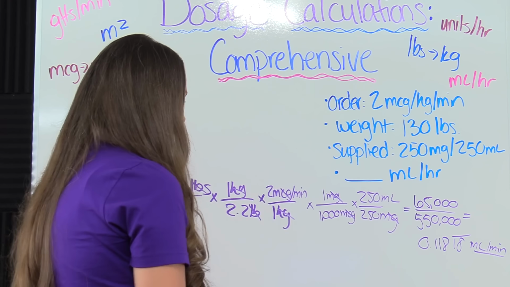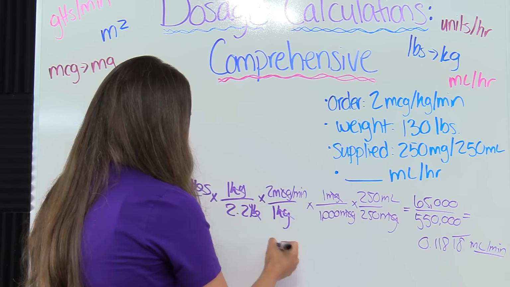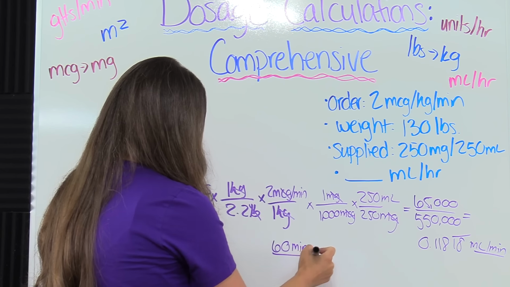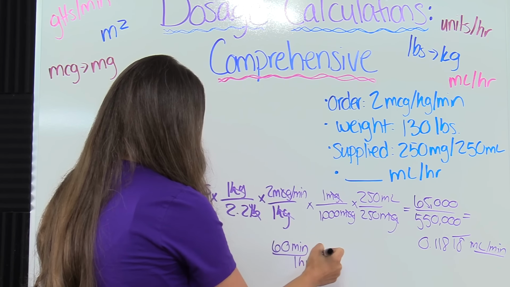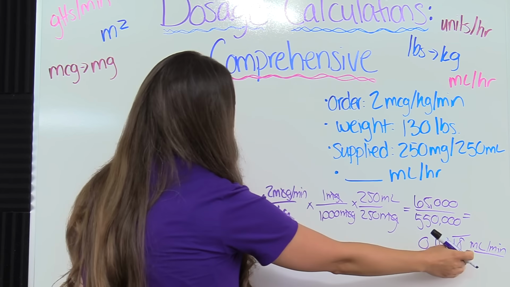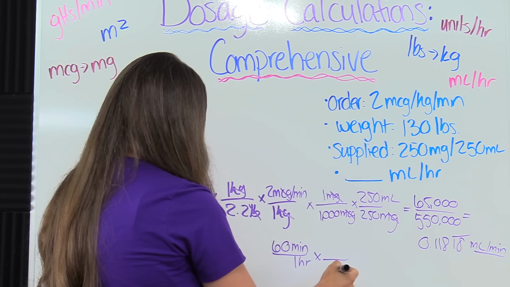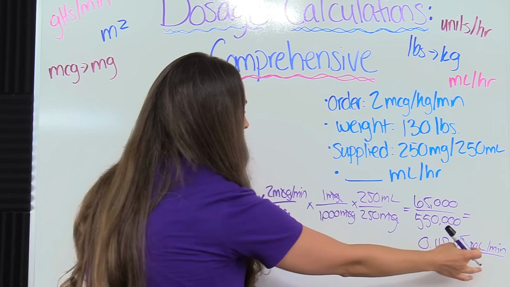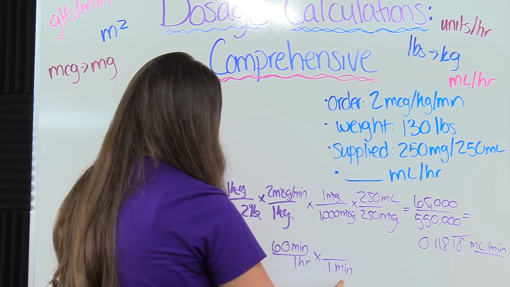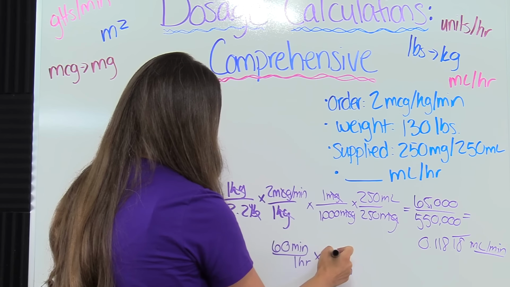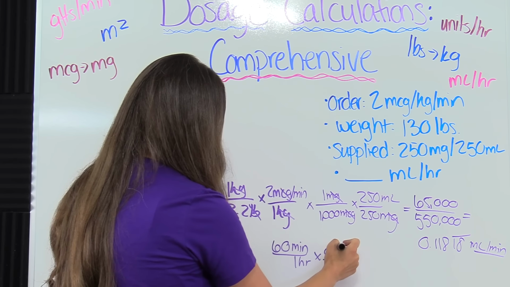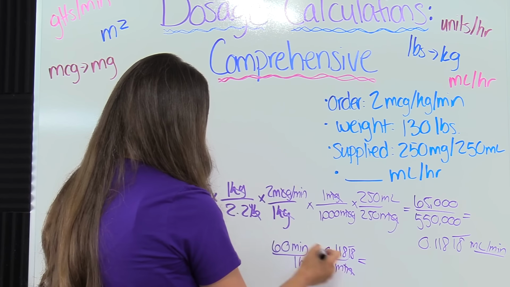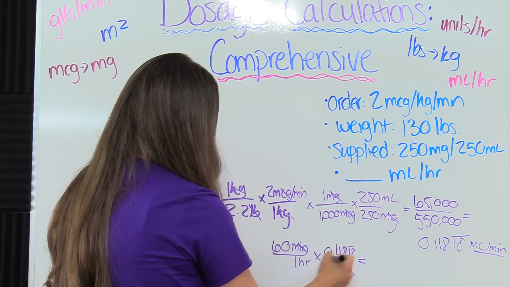So we're going to convert that. We know that there are 60 minutes in 1 hour. So this is currently in minutes. So 1 minute is equal to this many milliliters. So 1 minute is equal to 0.11818, and that was repeating. And our minutes cancels out, so we are now ready to solve.